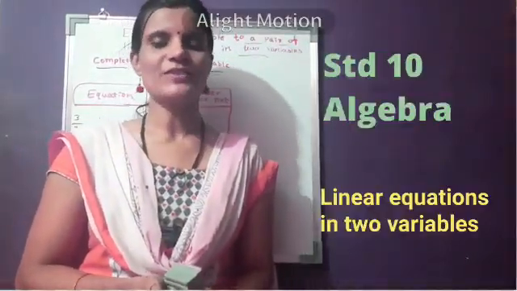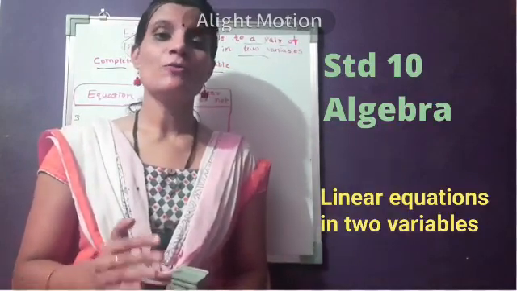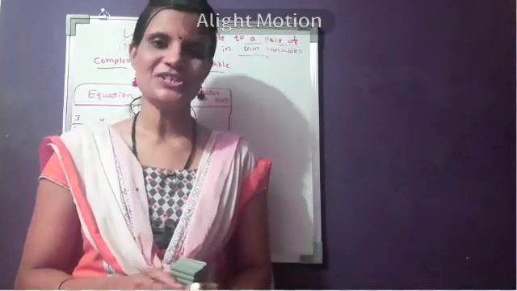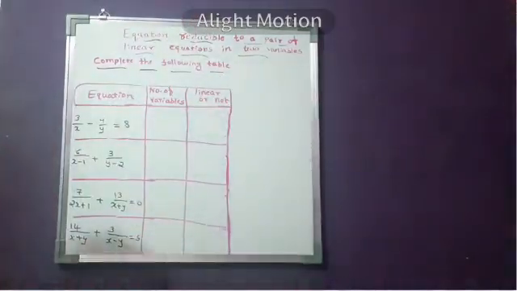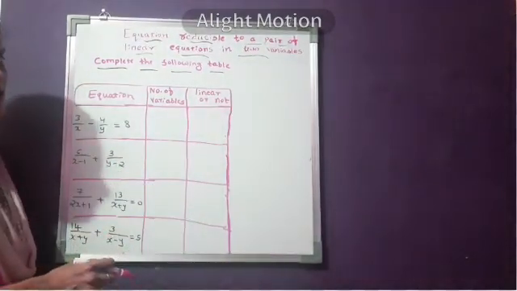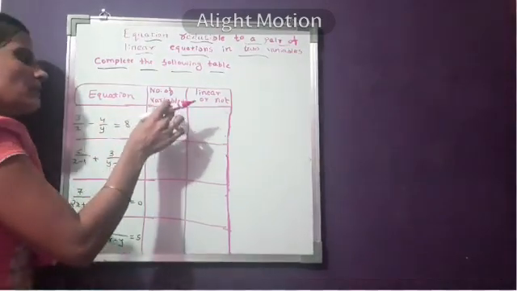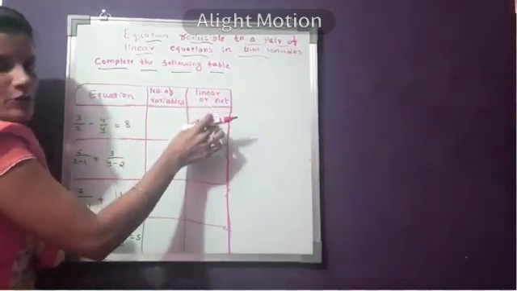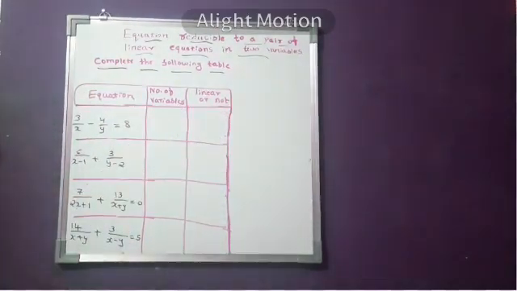Students, we have already done with your practice set 1.3. Today we are going to learn how to convert or reduce an equation into a linear form. So let's start. Here you can see I have already written one table which is from page number 16 of your textbook. They asked you the number of variables and you have to say whether the given equation is linear or not. So let's solve.